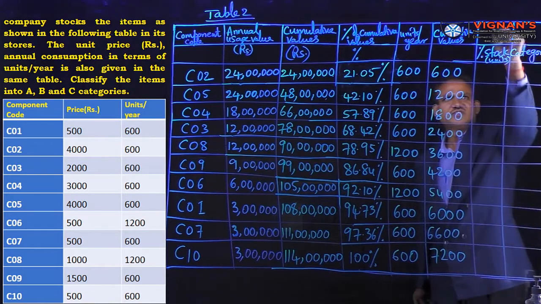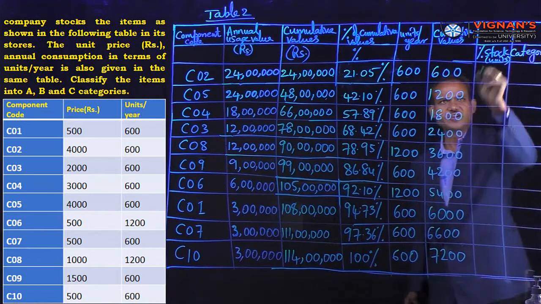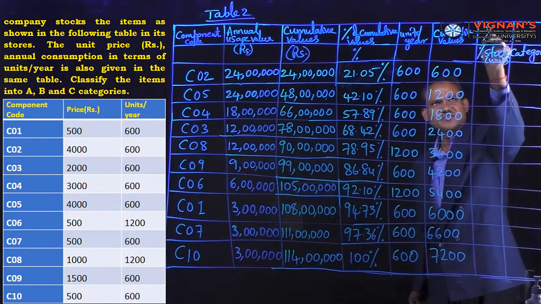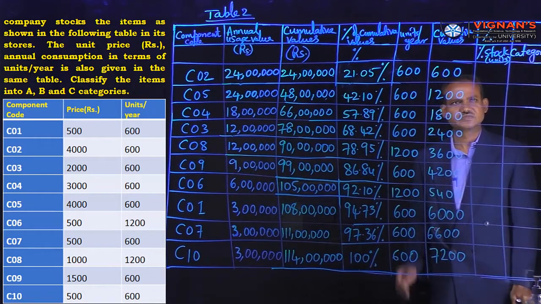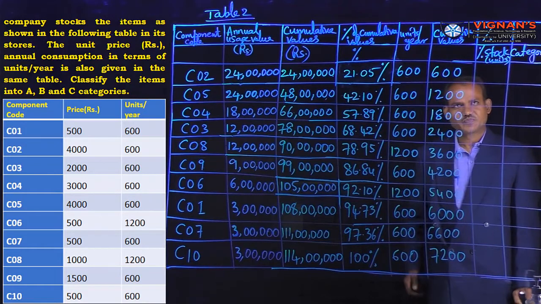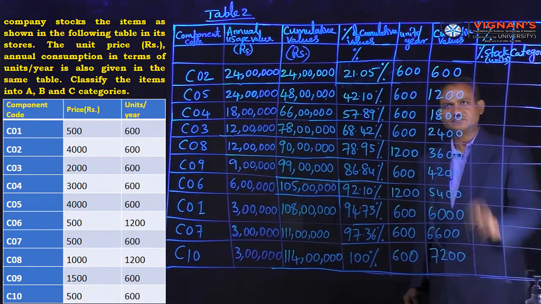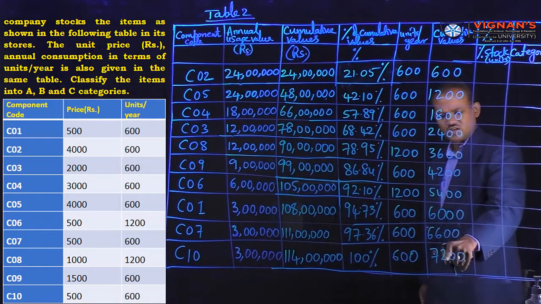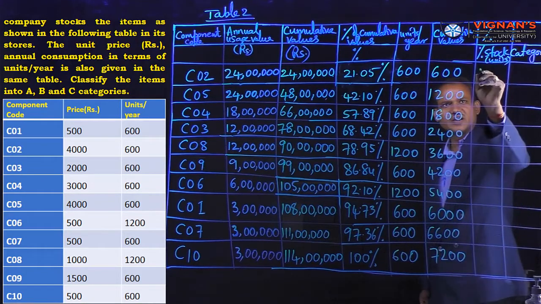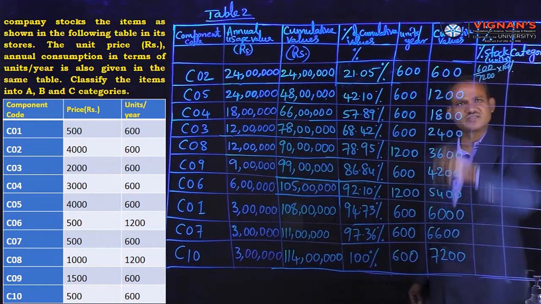Okay, next, coming to this column, that is percentage of stock, percentage of cumulative values, or percentage of stock represented in units. Percentage of cumulative values: 600 divided by total value, that means 7200. 600 divided by 7200 into 100, represented in percentage. How much?